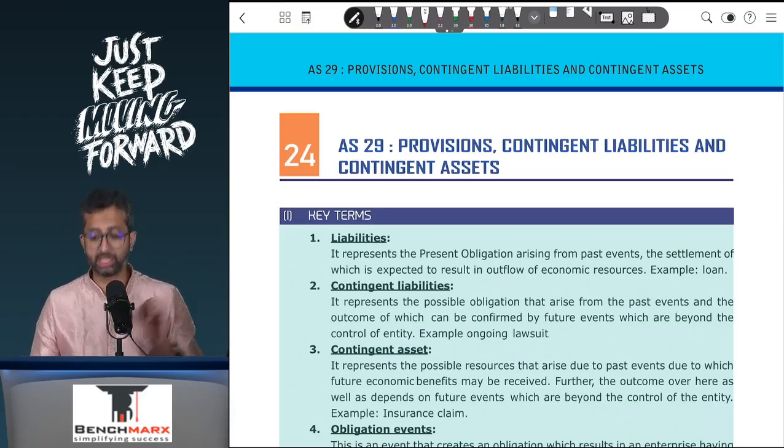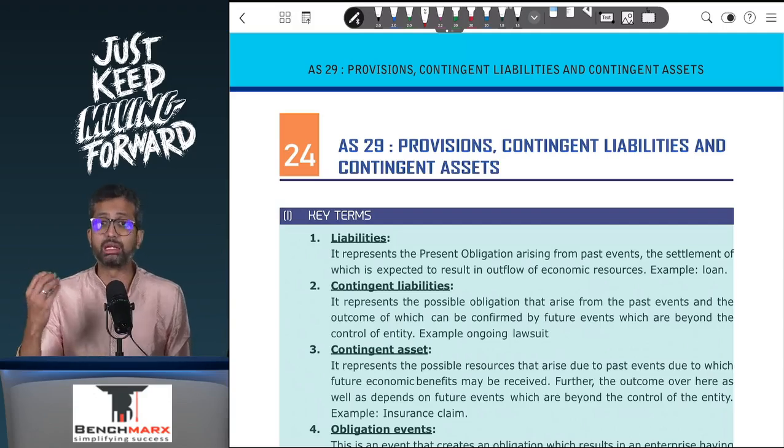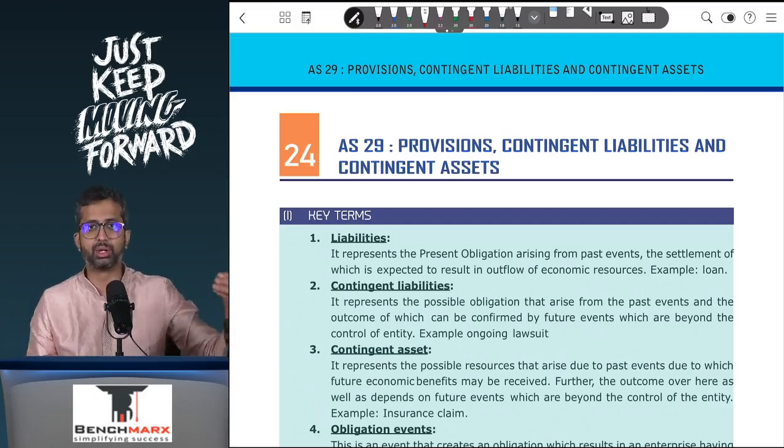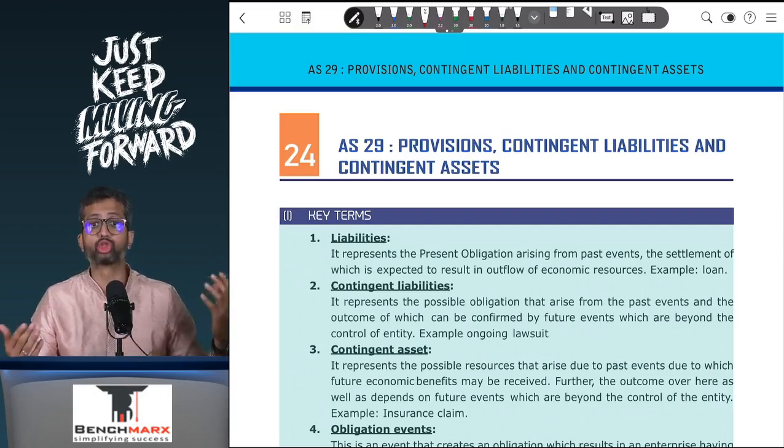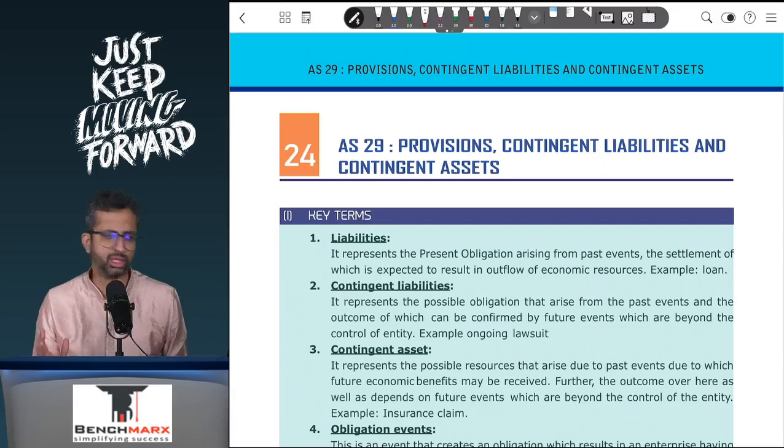So AS29 is on provisions, contingent liabilities, contingent assets. Largely, when we look at this standard, it is a standard which pertains to liabilities. Now, most of the standards that you've studied till now, whether it is PPE, intangibles, investments, inventories, borrowing cost, all of these largely pertain to accounting for assets. However, there are also liabilities in a balance sheet for which there are a few dedicated standards, like employee benefits, AS15, which is on liabilities connected to employees. You have AS22, income taxes, for liabilities connected to tax.